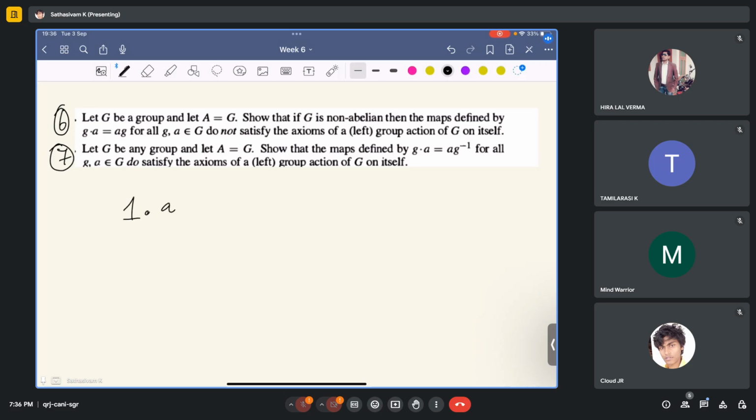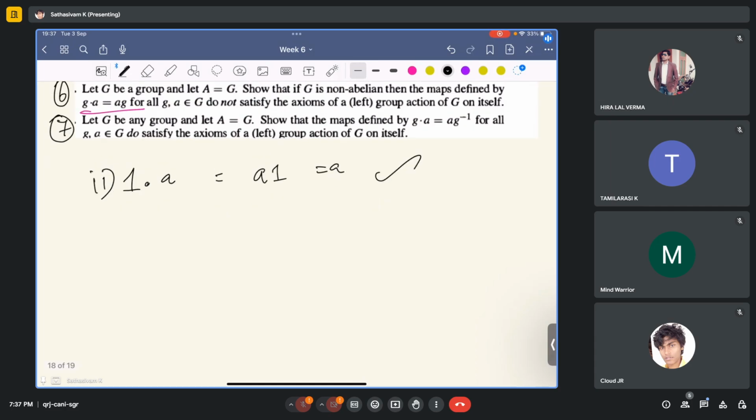So if you observe, the first axiom is anyway satisfied. If we look at 1 dot a, this is nothing but a1, right? But that is a. So this kind of normalization, the second property of group action, is anyway satisfied. Let's look at the first property. What is the first property? It says that g dot (h dot a) is nothing but gh dot a. This has to be true for all g, h belongs to G and a belongs to A.